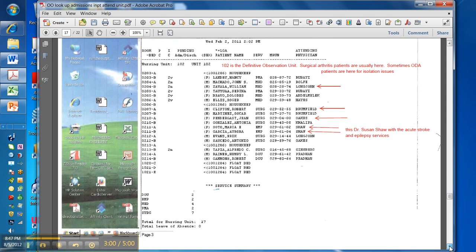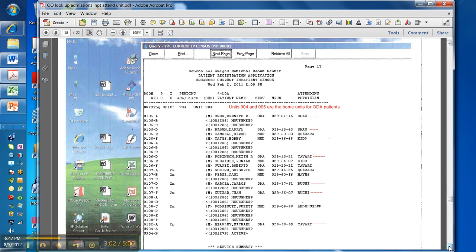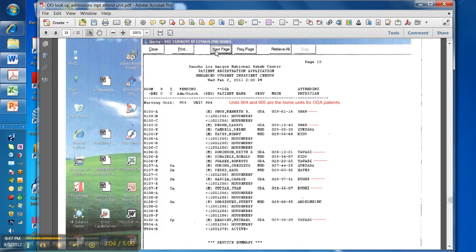What you're looking for is ODA. So here, I clicked on the next page. Here's page 13. This is Unit 904. You can see we have a lot of ODA patients here. Sometimes we'll get consults from Dr. Kazada, who's a cardiologist, or Dr. Kidd, who's an internist, hospitalist. Dr. Abdelmelek also sometimes takes our patients.